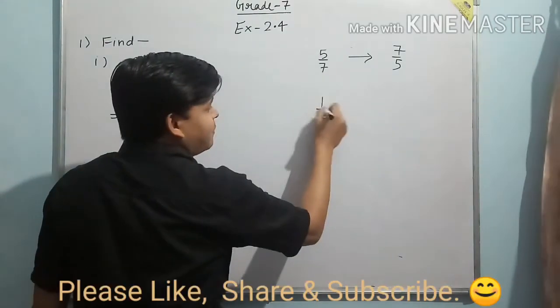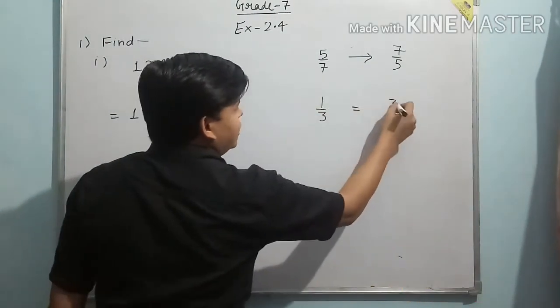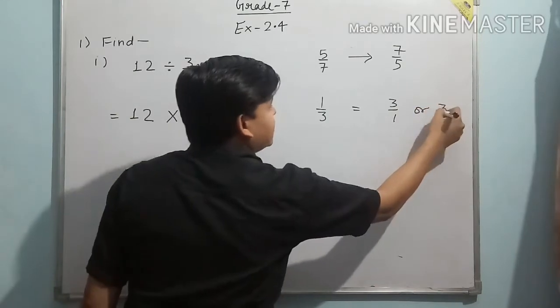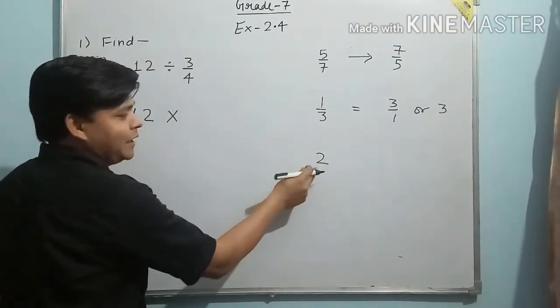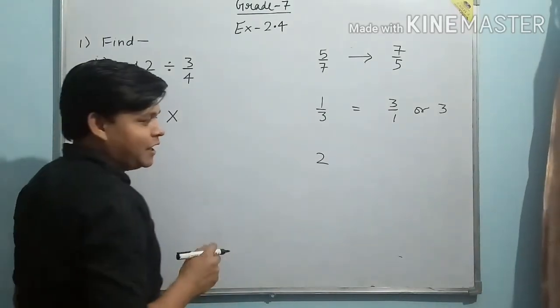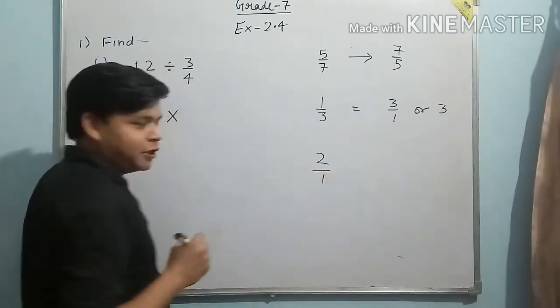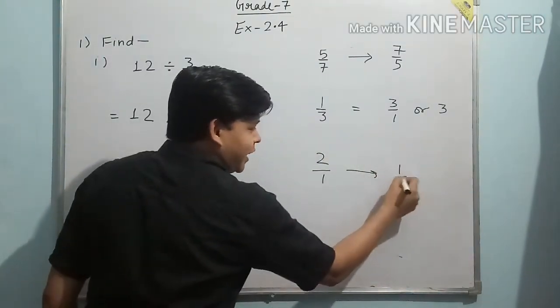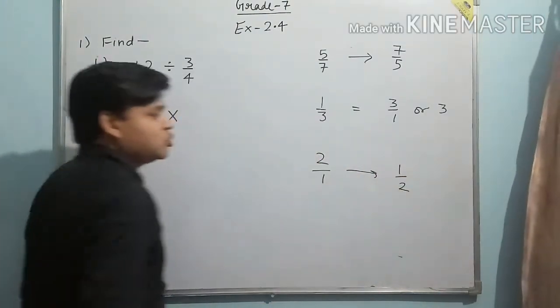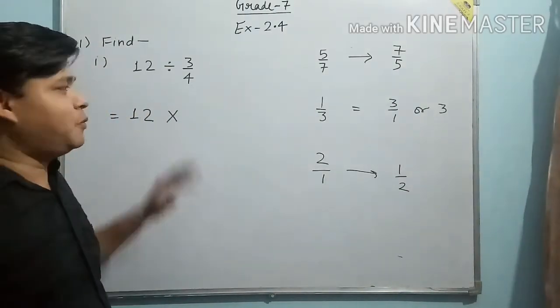Similarly, if I have 1 upon 3, you will write 3 upon 1 or only 3. Similarly, if I have 2, suppose I want to write the reciprocal of this 2, how will I write? You can consider 1 in the denominator. Then 1 will come in the numerator and 2 will come in the denominator. So this is the way to write down the reciprocal of a number.